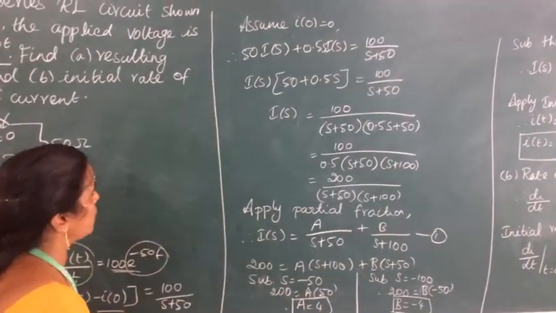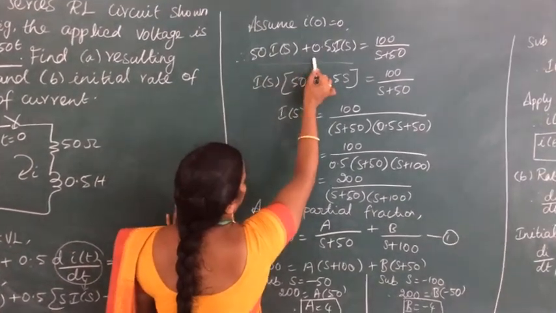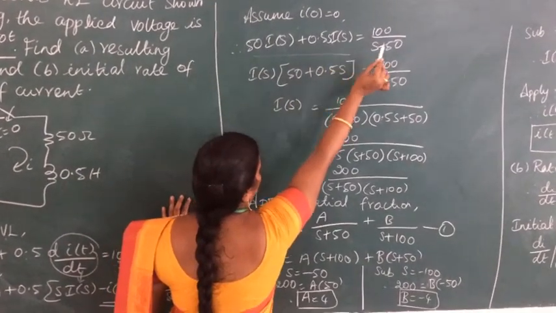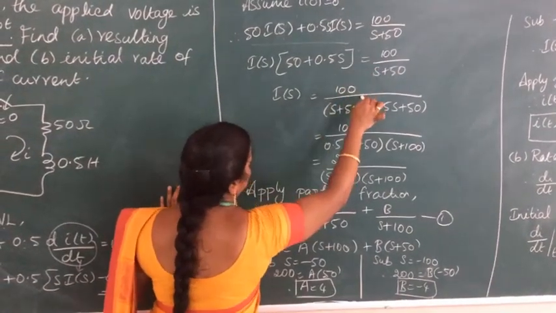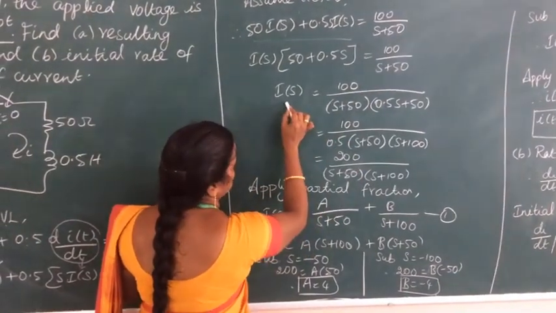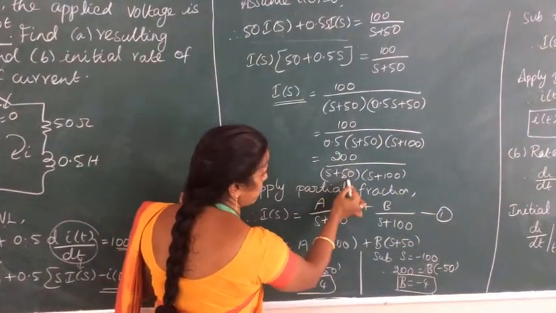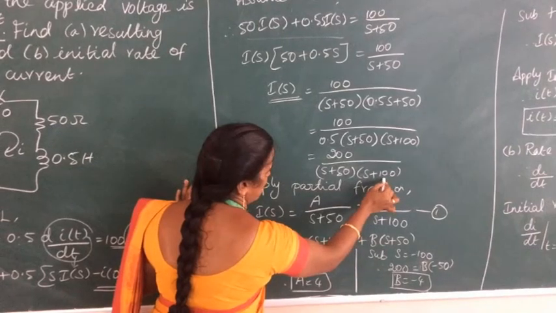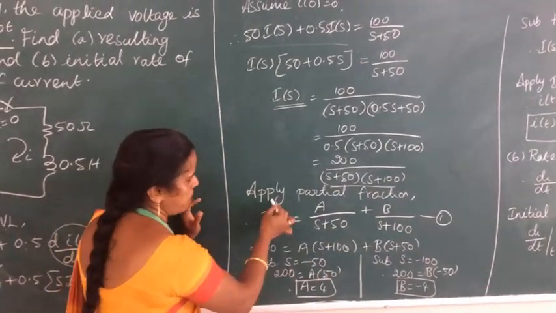Next we substitute 0 for I of 0. So the equation becomes 50 into I of s plus 0.5 into s into I of s is equal to 100 divided by s plus 50. We have to simplify this to find I of s. So we are getting I of s as 200 divided by s plus 50 into s plus 100. So you have two roots in this one. The third step is to apply partial fractions.